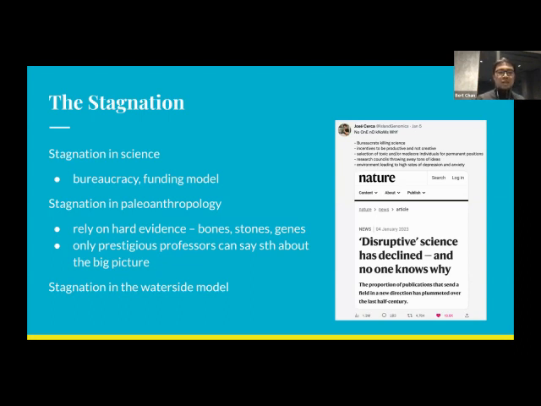And we can also see some kind of stagnation in the Waterside model itself. Since Alister Hardy and Elaine Morgan talked about this like 50 years ago, we still want to see more evidence to support or actually disprove many of his arguments.